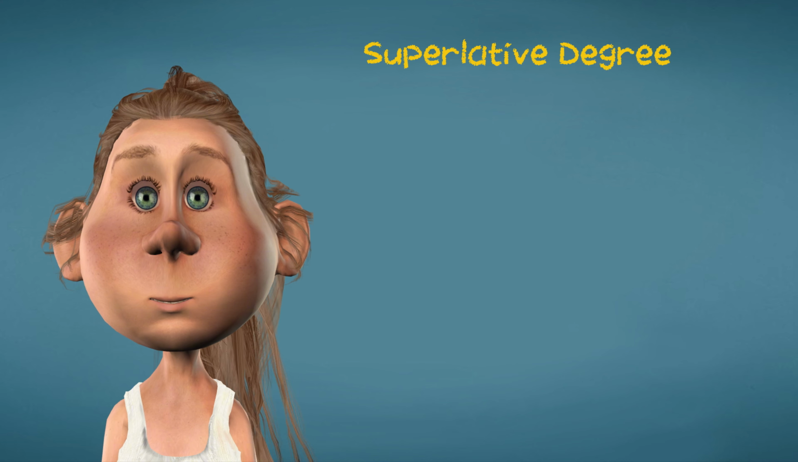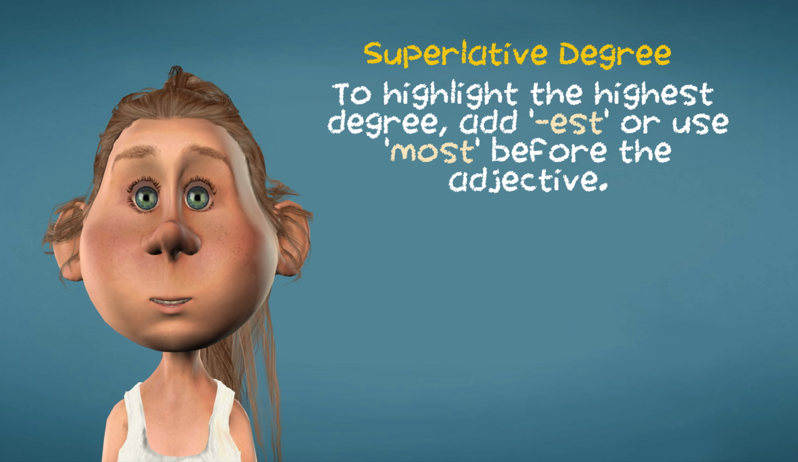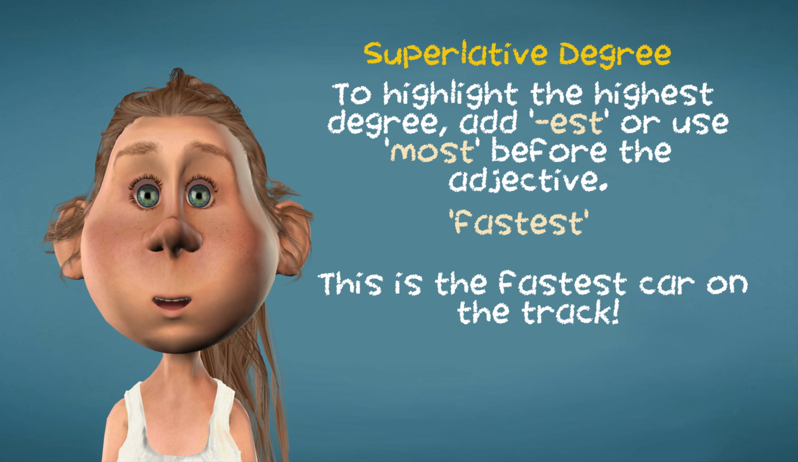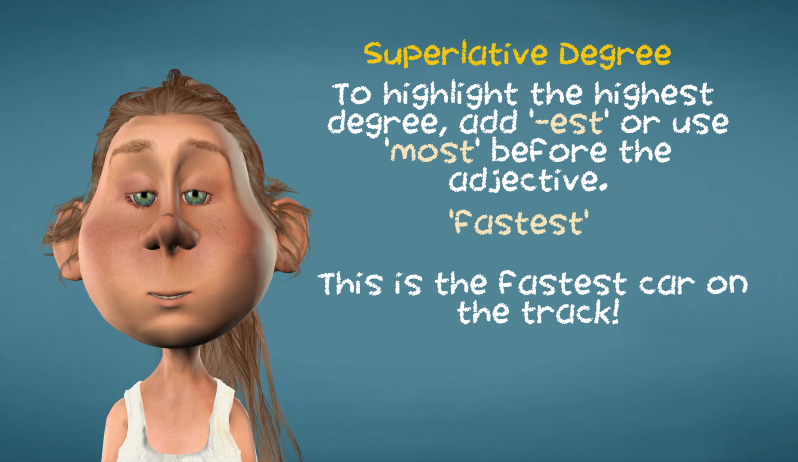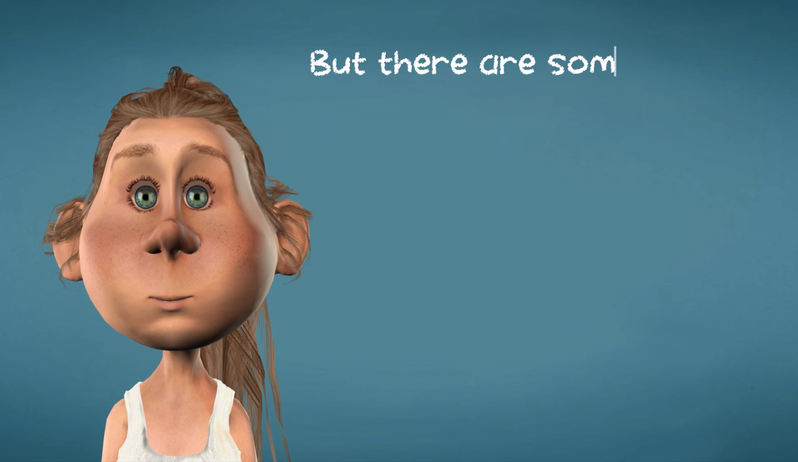Superlative degree. To highlight the highest degree, add est or use most before the adjective, like fastest. Example: this is the fastest car on the track. Simple, right? But there are some rules.